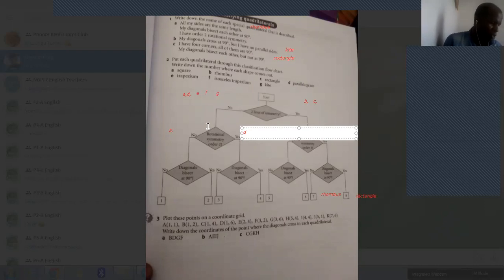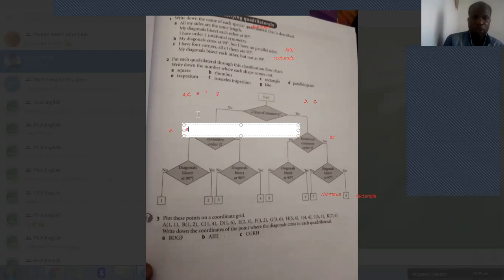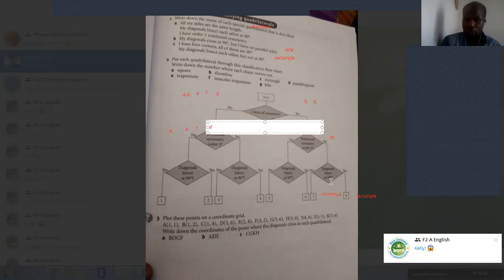Let's look at the other one, trapezium. We have got two types of trapeziums. This one is a trapezium, order 1 rotational symmetry, so it is no. So we're going to put our trapezium this side, E. F, isosceles trapezium, has got order 1 rotational symmetry, so it's no. So we're going to put our F this side. G, a kite, has got order 1 rotational symmetry, so we're going to put it also here, this side.